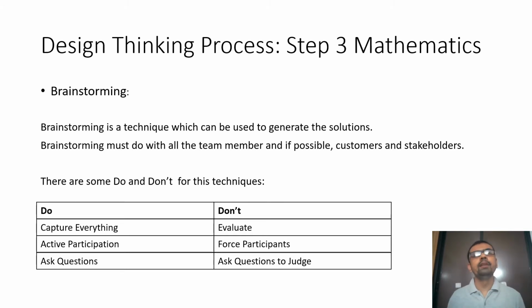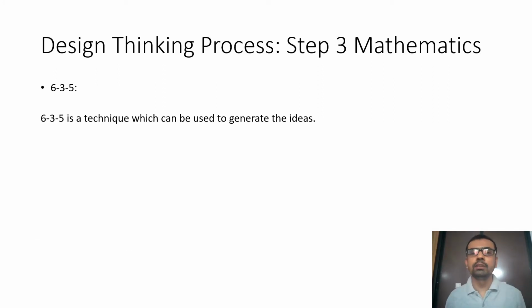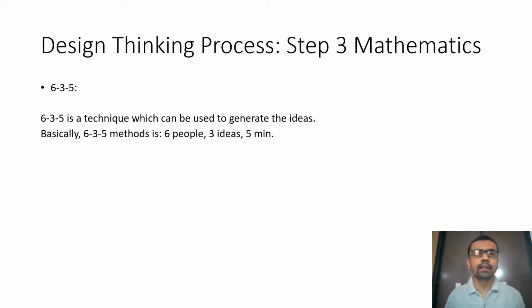So if we do this, in particular these techniques, we can definitely get the best ideas out of it. There is another method, as we discuss different techniques, which is 635. This is nothing but an idea generation technique, and it covers 6 people, 3 ideas, 5 minutes.